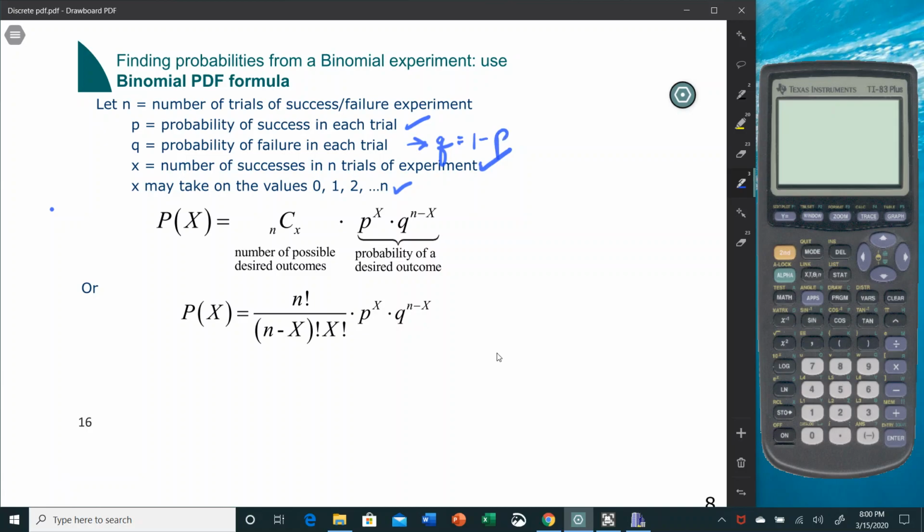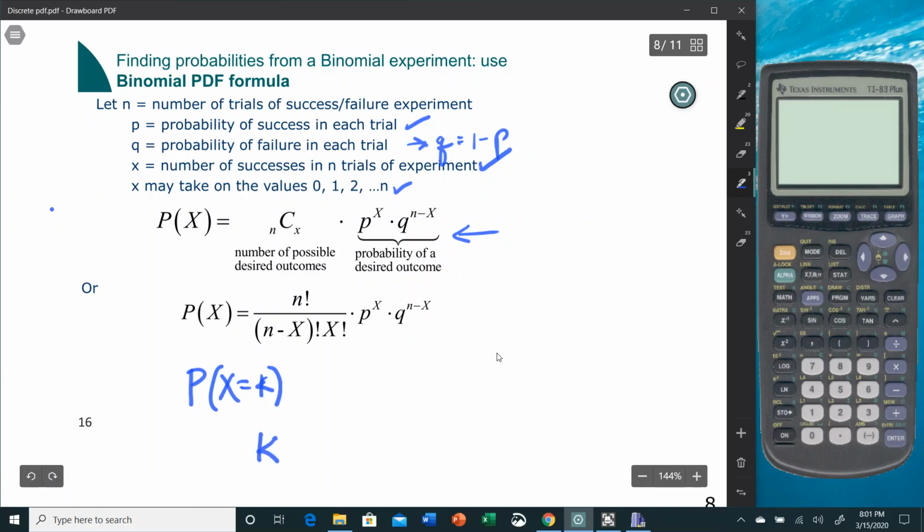Okay, so the probability that X takes on a particular value is given by this formula. Now let's look at this a little bit. I actually don't love the notation here because capital X is the random variable. So let me make this a little bit better. The probability that the random variable takes on some value, I'm going to call it little k, where k is either 0 or 1 or 2 or any value up to n.